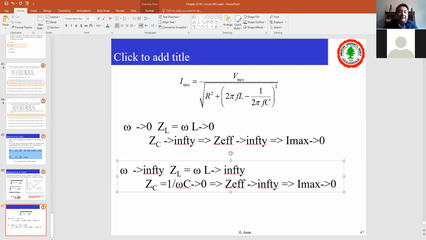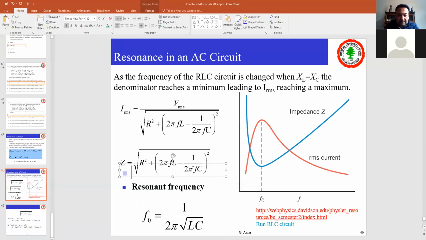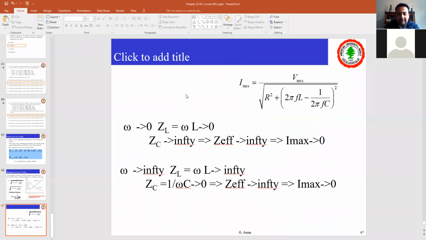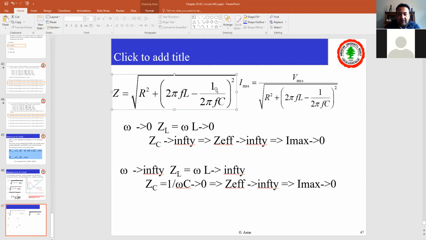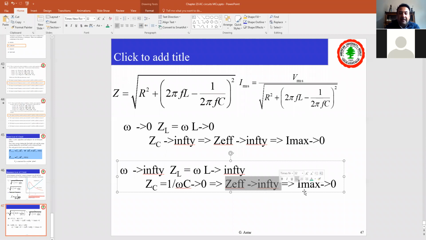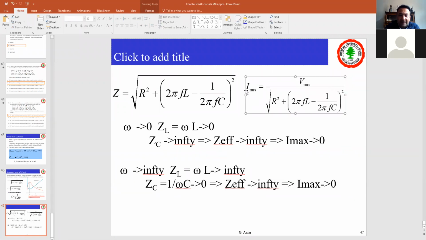Now let's see what happened to the total Z. This term tends to 0, it was 1 over omega C, when omega tends to infinity, and this term tends to infinity. So my total Z also tends to infinity. If my Z tends to infinity, then my Imax or my RMS current tends to 0.